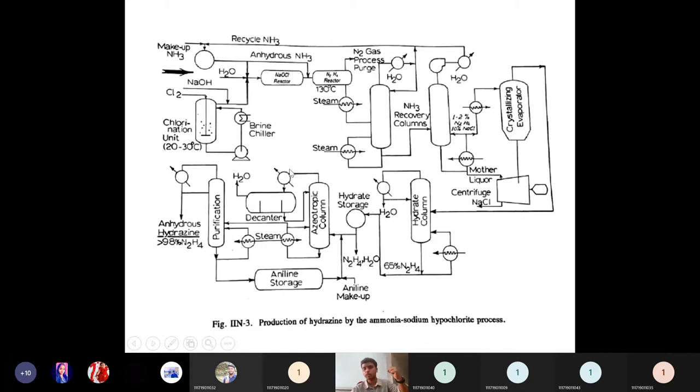Then aniline plus water will be collected as the top product, and it will be sent to the decanter, where the aniline will be separated and sent once again to the azeotropic column, and water will be stripped off. Then the bottom product of this azeotropic column is hydrazine. Around 85% to 90% hydrazine will be there. Further, that 85% to 90% hydrazine will be subjected to further purification, and after purification, you will obtain greater than 98% hydrazine.